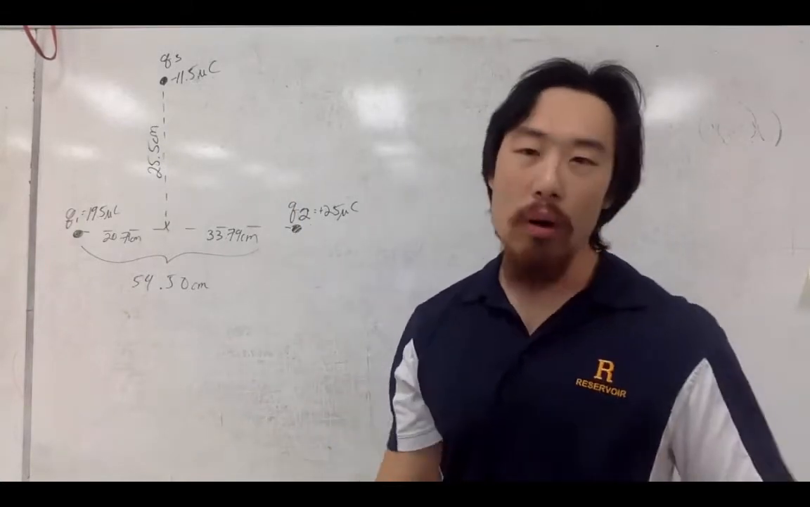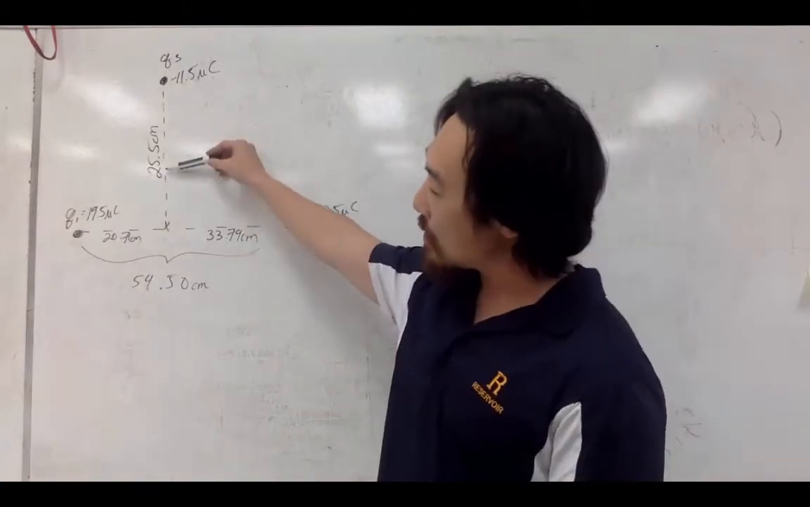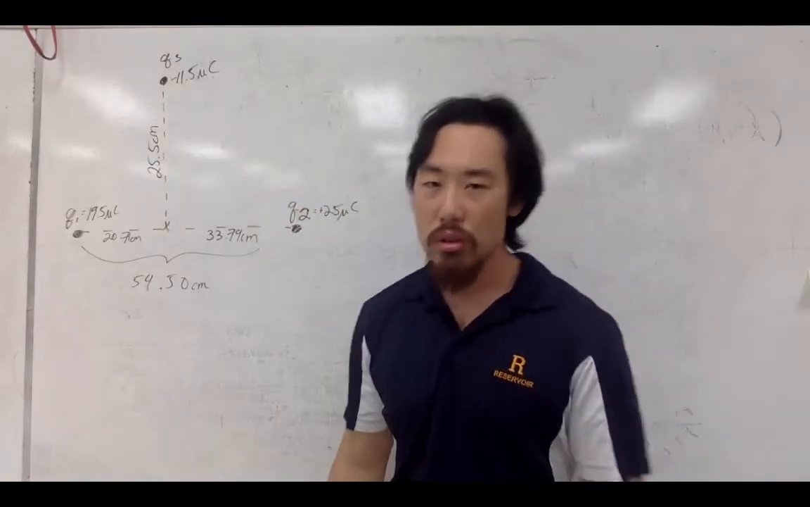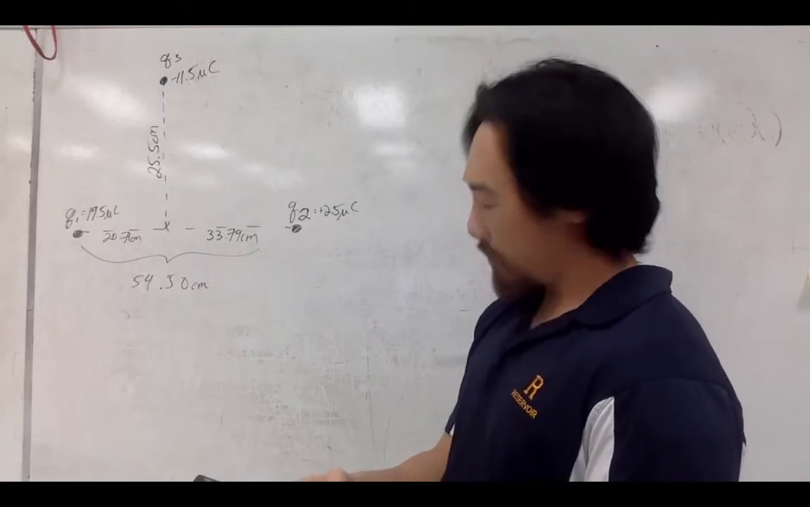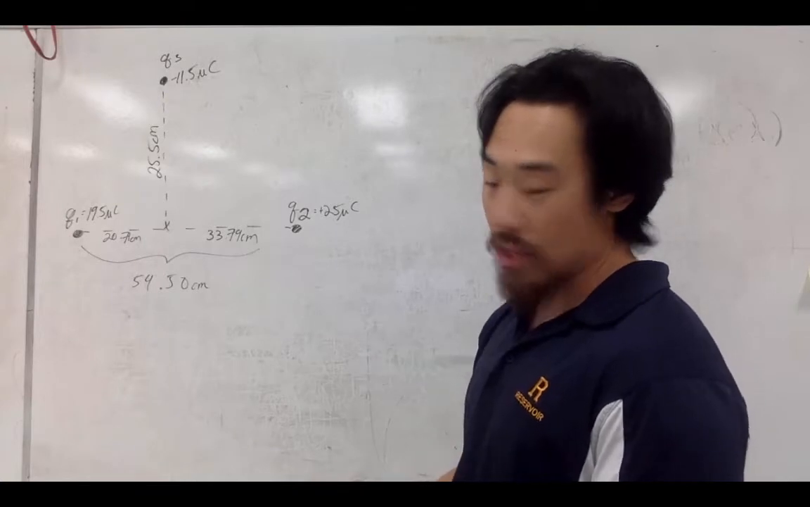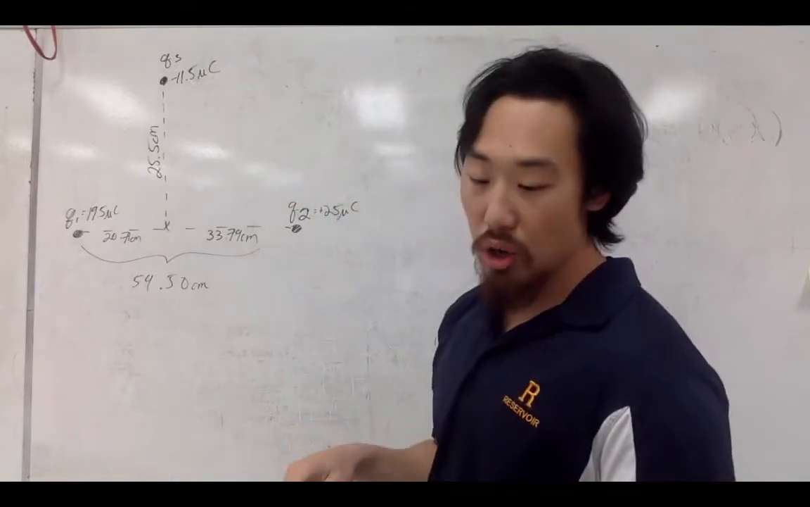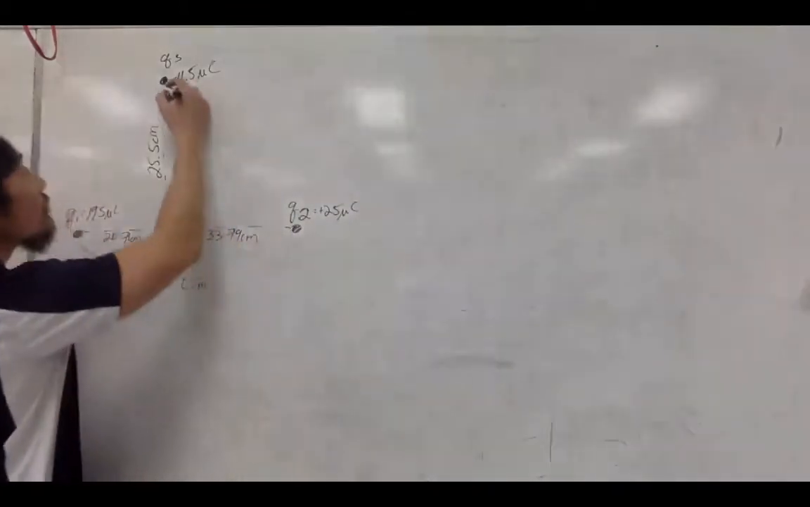Next, we need to know how far charge 3 is from charge 2, and I'm going to do that by using our favorite Greek person's equation. That's right, Mr. Pythagoras himself. We got two legs of a triangle, so we need to use a squared plus b squared is equal to c squared. And then you square root that in order to get the distance from charge 3 to charge 2 is 42.33 centimeters.